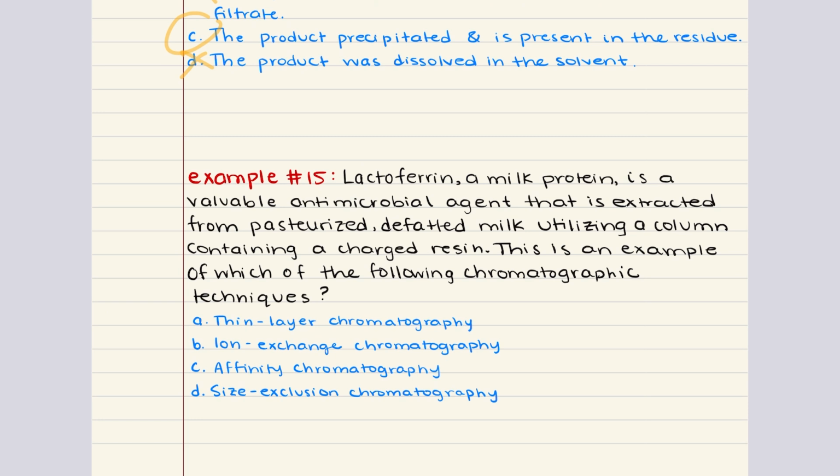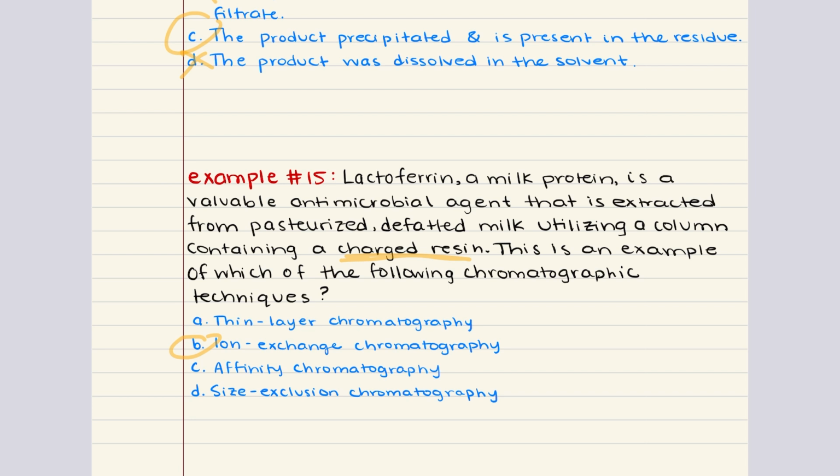Problem 15 says, lactoferrin, a milk protein, is a valuable antimicrobial agent that's extracted from pasteurized, defatted milk utilizing a column containing a charged resin. This is an example of which of the following chromatography techniques? The key phrase here is charged resin, because that tells us the separation is based on the interaction between charges on the compound and the stationary phase. And that points us directly to ion exchange chromatography.